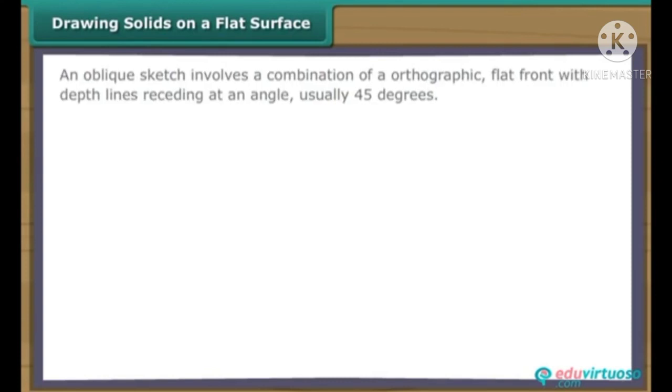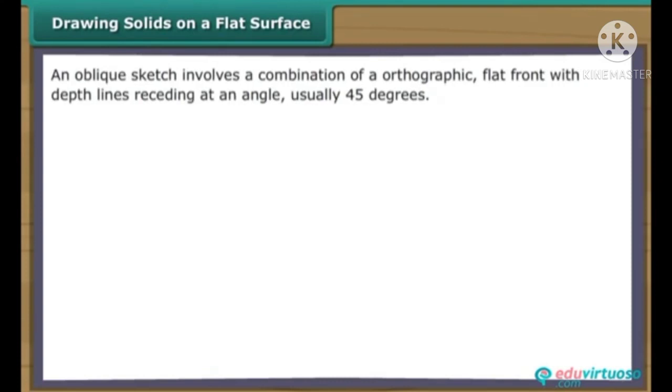Drawing solids on a flat surface. Let's learn about oblique sketches. An oblique sketch involves a combination of an orthographic, flat front with depth lines receding at an angle, usually 45 degrees. Let's draw an oblique sketch of a cube.